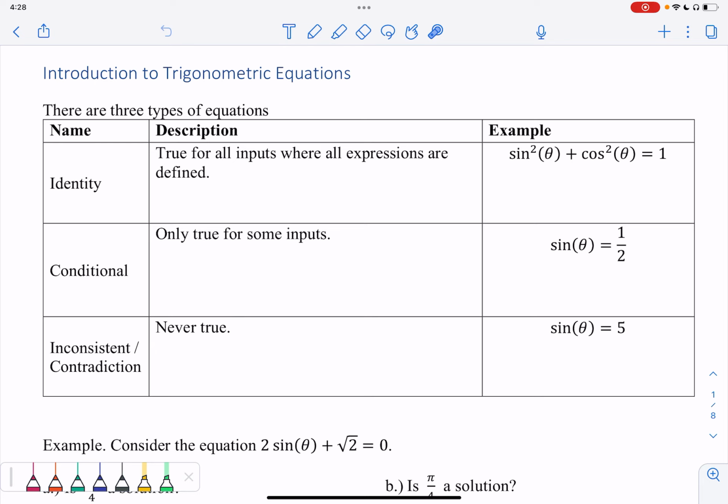And we could have identities in algebra or some other course. So think of something like x plus 2x equals 3x. We can see that's true for, in this case, all real numbers.